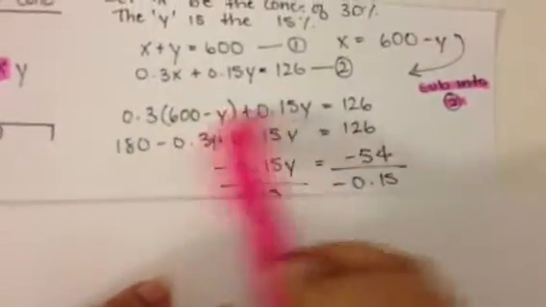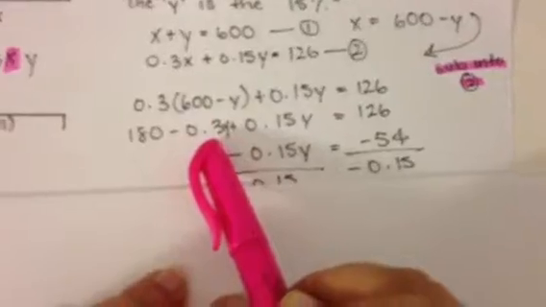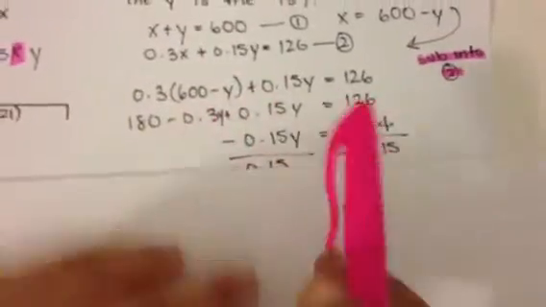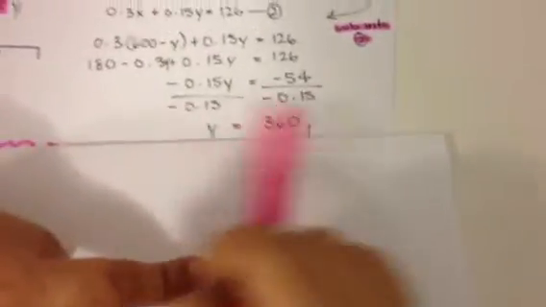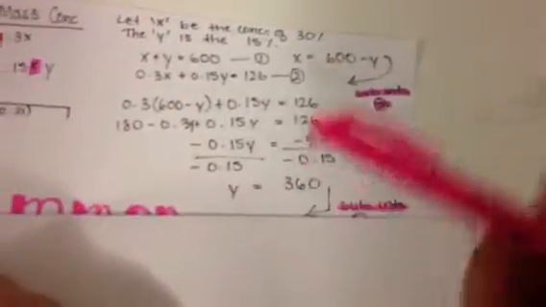Then I start solving for y. So I expand here and I subtract 180 from each side and I group the common variables. I get 0.15 and I have to divide that by each side to get what y is. So the y is 360 grams.